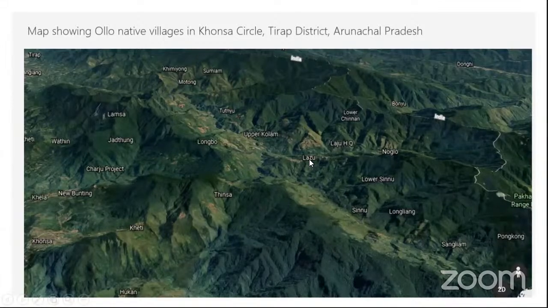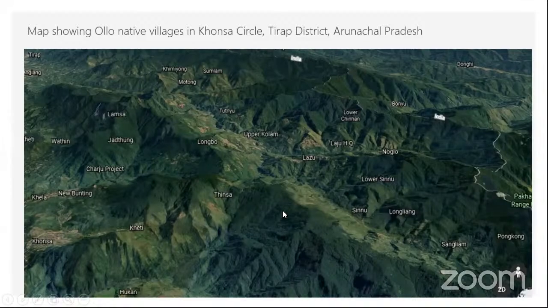So in this map, we have Laju village. Is my pointer visible? Yes, okay, thank you. Here is Laju village. This is Khonsa. Khonsa is the district headquarters of Tirap district. From Khonsa, here this is Laju, and the surrounding villages are other Olo villages. And here the white line coming here is the Indo-Myanmar border. After crossing this line, it is Myanmar. So this is the Indian side and Myanmar side.